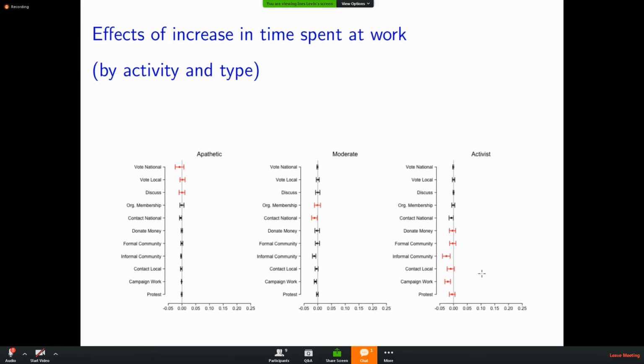So the only two activities where there seems to be a significant association between time spent at work and whether people participate have to do with participation in informal community activities and volunteering for campaigns. In those cases, an increase in time spent at work seemed to depress participation a little bit, but not much. So effects are typically small in magnitude.